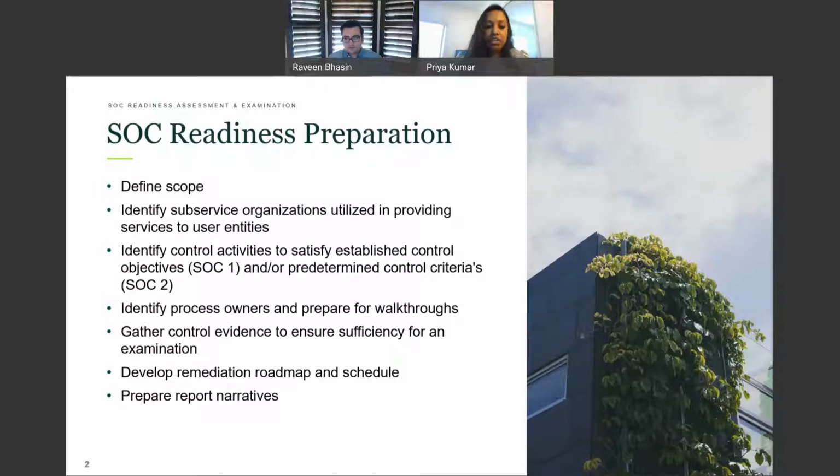And then each plan should detail the steps and what those deliverables are to satisfy the control standard. And then lastly, one of the aspects that you'll want to talk through is preparing the report narrative. And we'll dive into this a little bit more in the next few slides.